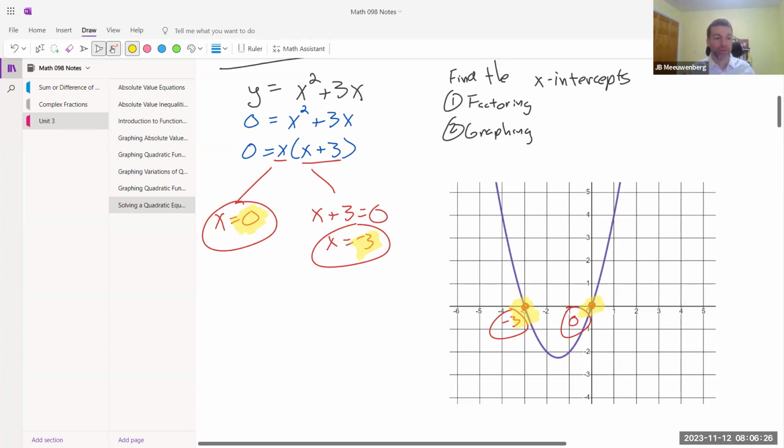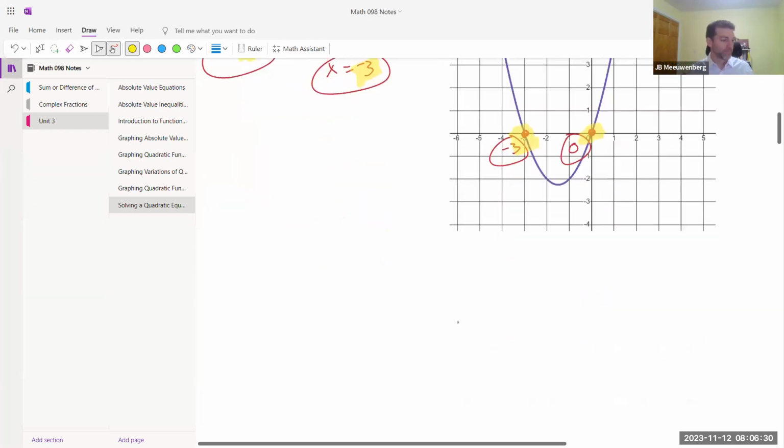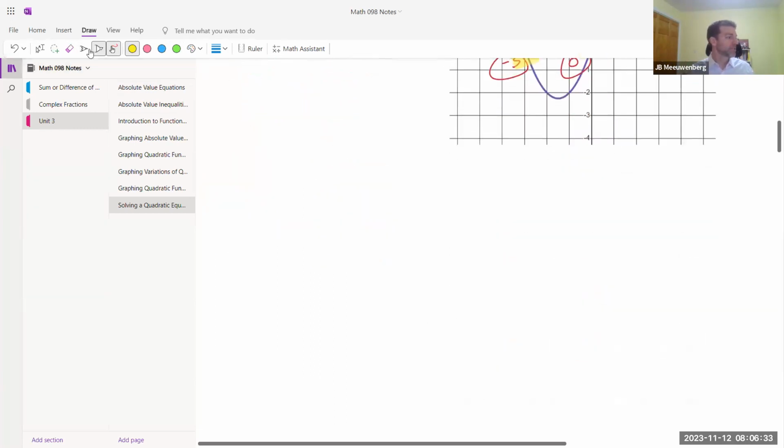So let's do the next one that's a little bit different. So I'm going to do y is equal to, so we'll do the same idea here, but this one turns out a little different. y equals -x squared plus 6x minus 9. Okay, so I want you to try to graph this first, and then we're going to do the same thing where we factor it. Now, one note about the factoring, we set it equal to 0.